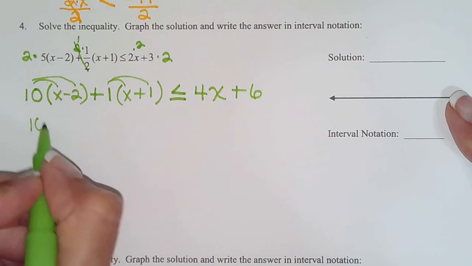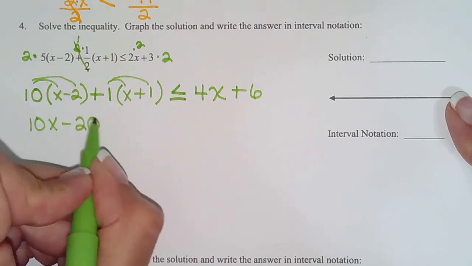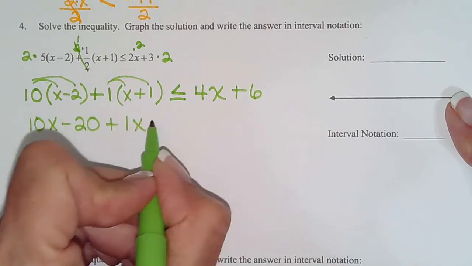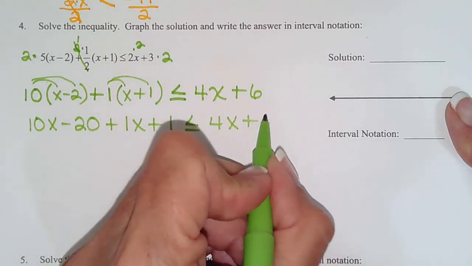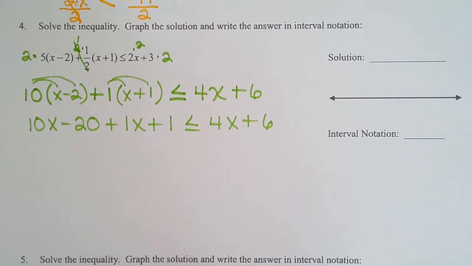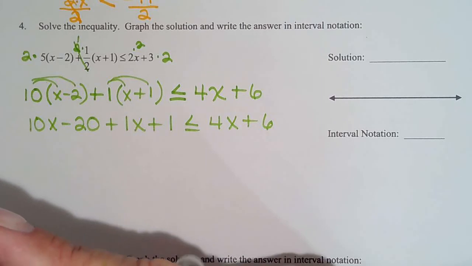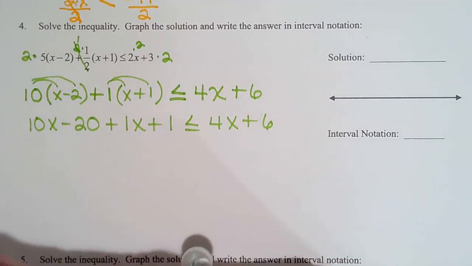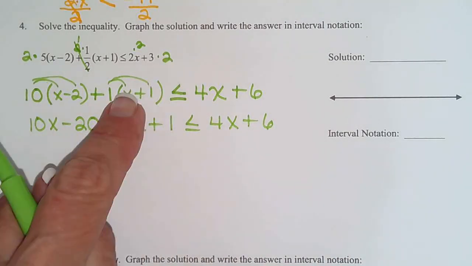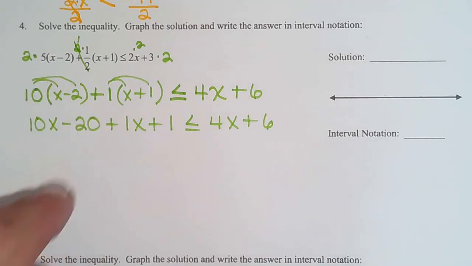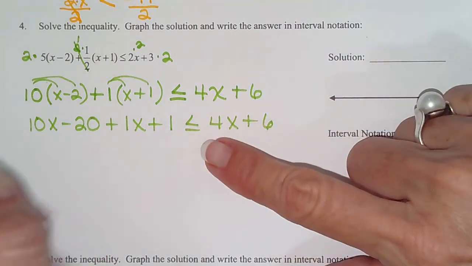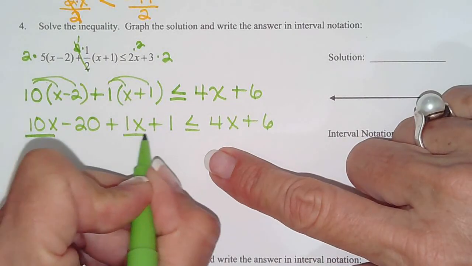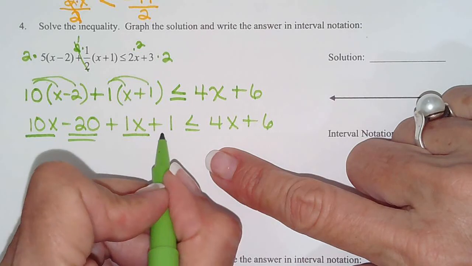So we have 10x minus 20 plus 1x plus 1 is less than or equal to 4x plus 6. And remember, that first step on 1.1 says get rid of fractions, get rid of parentheses, combine like terms. So we got rid of the fractions. We just got rid of the parentheses. Now we're ready to combine like terms on either side. So on this side, there's no like terms, but on this side, we have these two are alike, and then we have these two are alike.